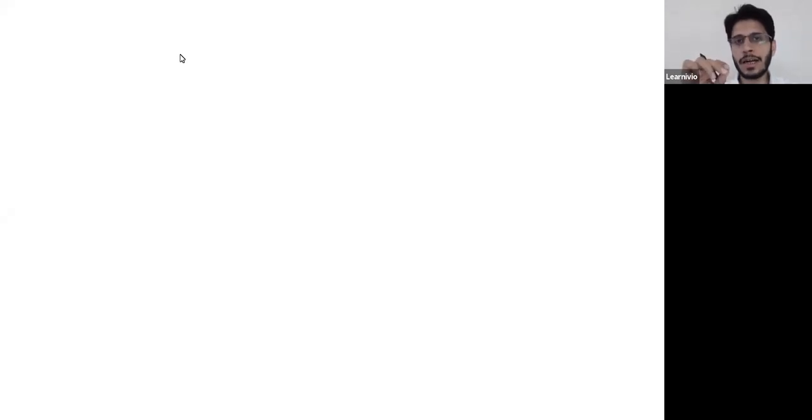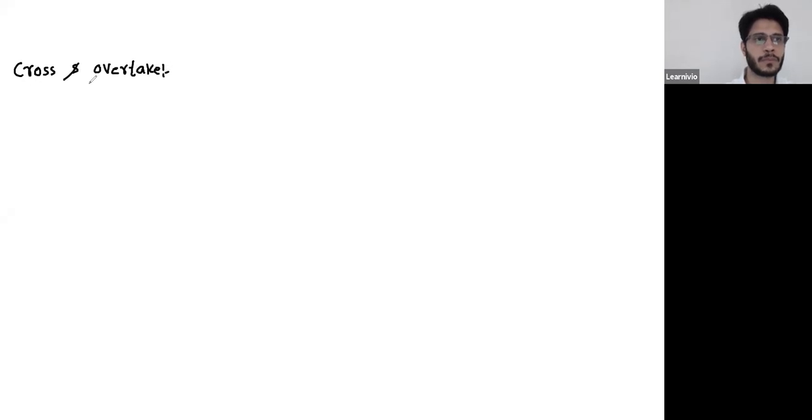Now, in NCERT, the type of questions based on relative velocity use one more concept, and that is the concept of cross and overtake. So I'm discussing three problems on cross and overtake. These three problems will clarify this concept, the concept of cross and overtake. Let's start with example one.